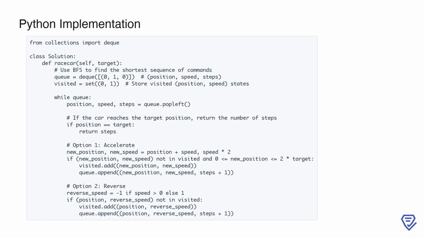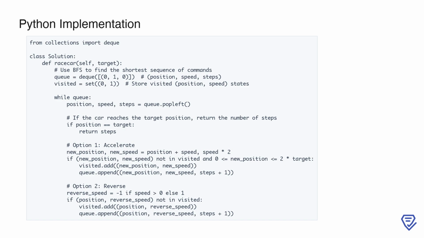4. Reverse command. The car's speed is reversed: reverse_speed equals -1 if the car is moving forward, speed greater than 0, and 1 otherwise. The state (position, reverse_speed) is added to the queue and marked as visited if it hasn't been processed earlier.